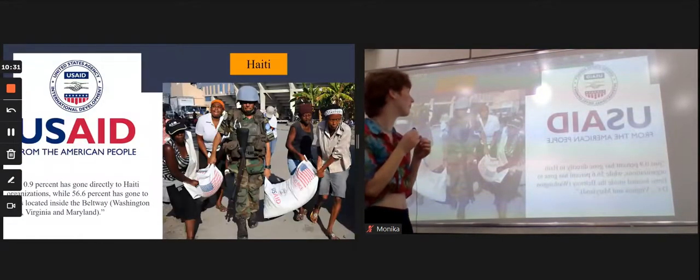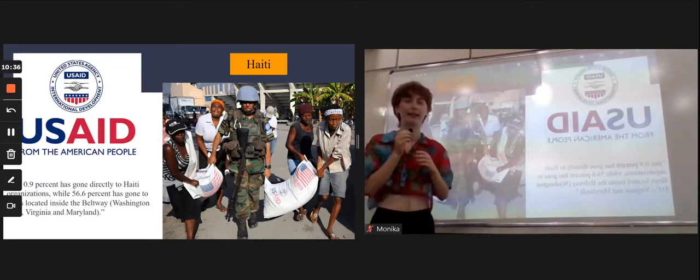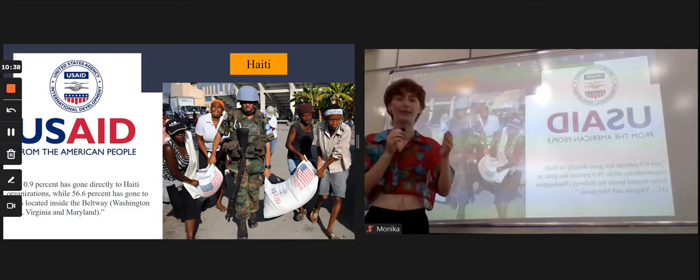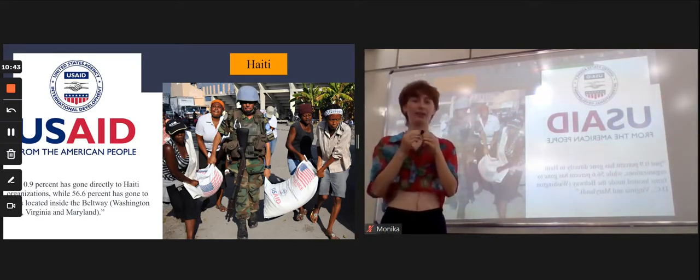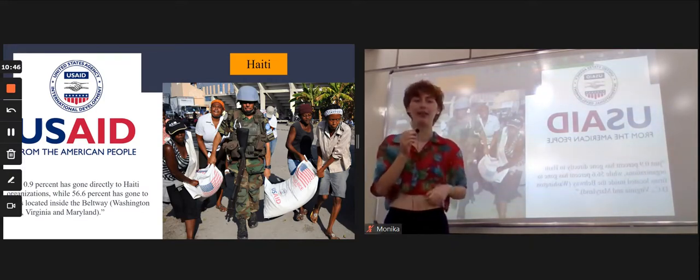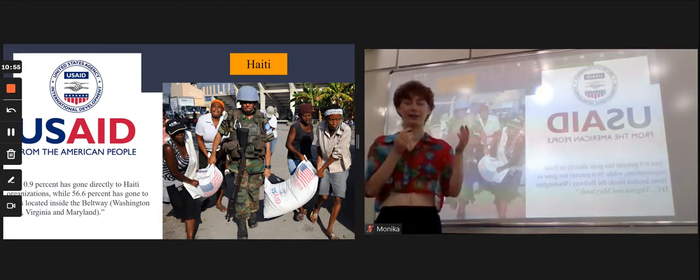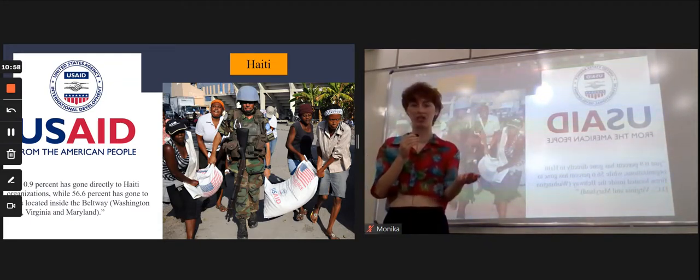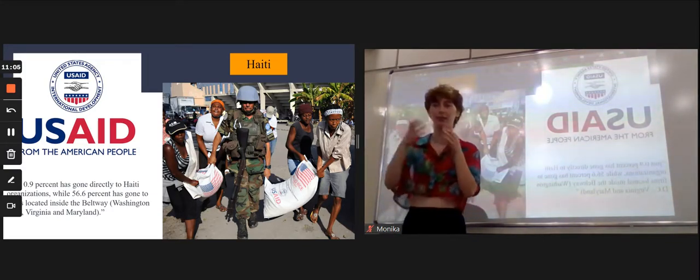So I have the case study of Haiti. After the earthquake, US aid was giving a huge amount of money and goods, especially food, to Haiti, flooding the local economy and market with their goods. And because they were given as aid, the food from the US was way cheaper. So everyone bought the US goods.